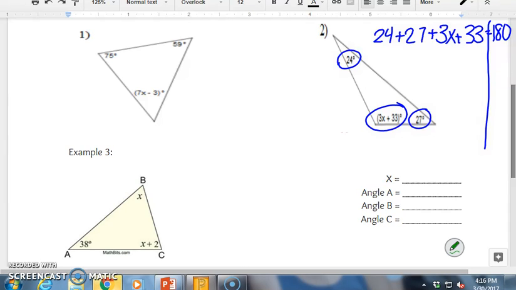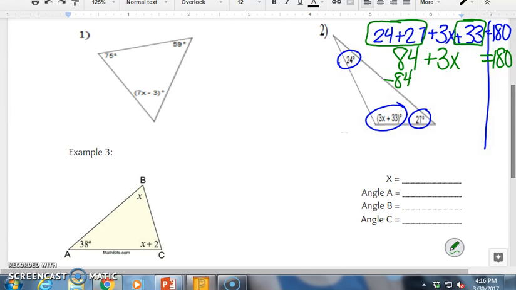So we're going to start off the same way. Combine your like terms. So all of my whole numbers, 24 plus 27 plus 33, I get 84. And then I solve my two-step equation. So it's a positive 84, so I have to subtract it. I subtract those, I get 96. I have to divide the 3 away. So I get x equals 32.